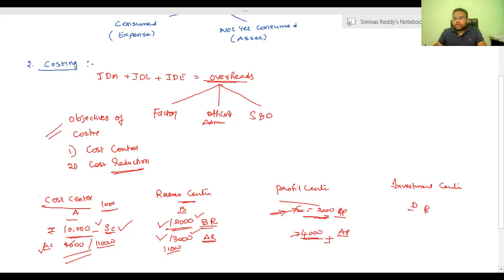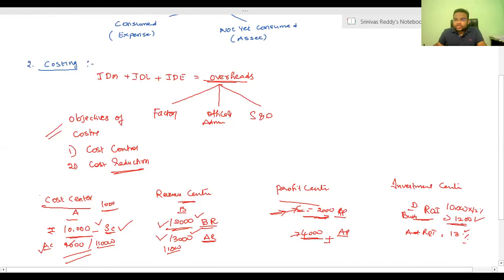Let us assume, coming to the evaluation of investment center. Sir, this is based on return on investment. I gave him 10,000 rupees and asked him to get a 12% rate of return. That means you should get how much amount? 1,200 rupees. This we call budget return on investment. Now, for example, he has made a good investment and I got an actual return on investment of 13%. So I have given a target of 12%, and he has given me an actual return on investment of how much? 13%.